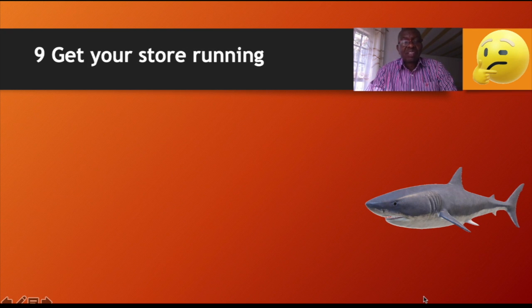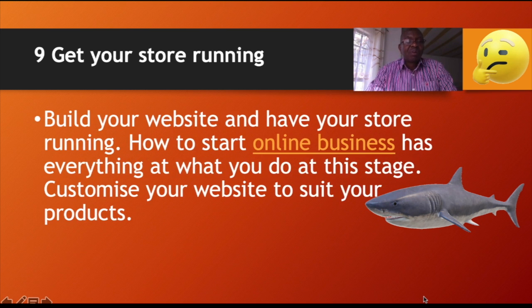get your store running. This is now the time you have started to operate your store. So you start your store, build your website, and have your store running. This is everything you do at this stage. Customize your website to suit your products. This is when you do your branding. This is when you use your keywords.